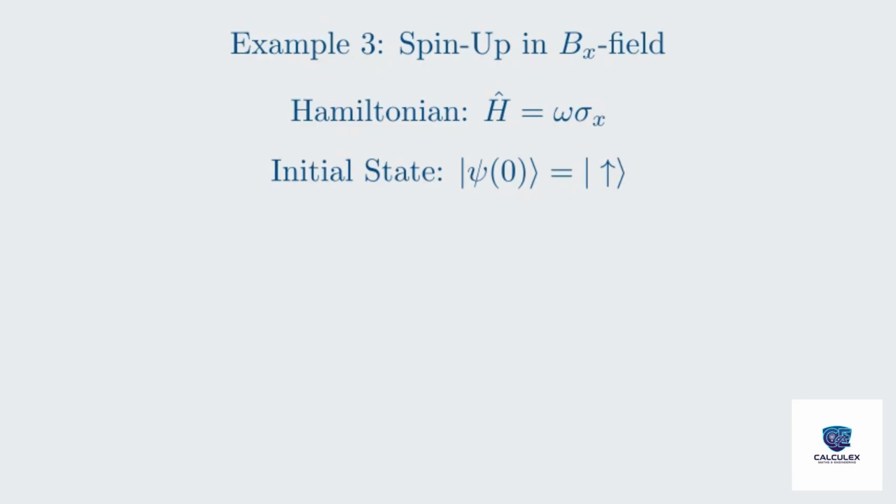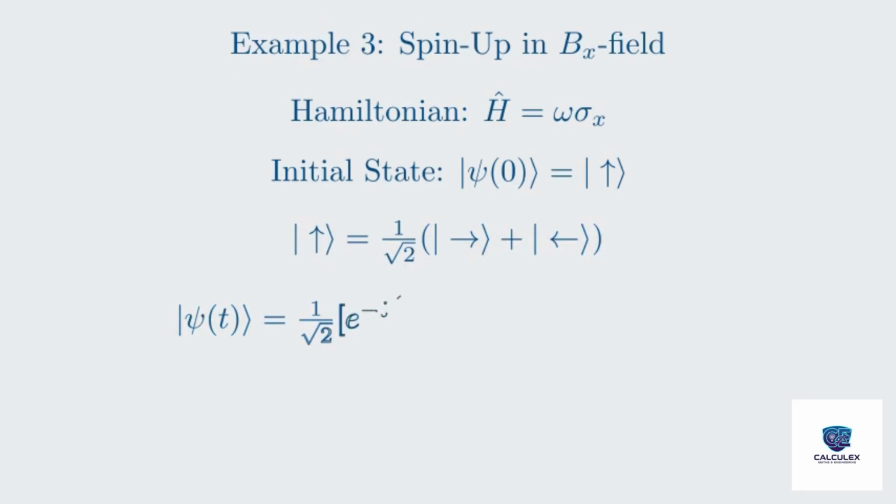First step, write the initial state as a superposition of the eigenstates of the Hamiltonian. Our initial state can be written as 1 over the square root of 2 times the x spin up state plus the x spin down state. Now we apply the time evolution operator. It acts on each term in the superposition independently. The time-evolved state is 1 over the square root of 2 times the time evolution of |+x⟩ plus the time evolution of |−x⟩. Since they are eigenstates of H hat, they just pick up phase factors.